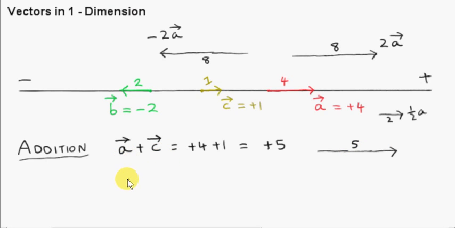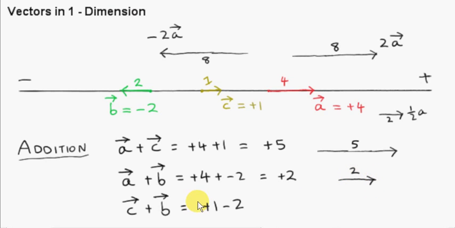Now let's look at A plus B. So A is plus 4, B is minus 2, so we could say plus minus 2 here, or just 4 minus 2. That gives us the vector plus 2. So that's a vector pointing to the right with magnitude 2. Now let's look at vector C plus vector B. That's plus 1 plus minus 2, or just 1 minus 2, which is minus 1. So this is a vector pointing to the left with a magnitude of 1.